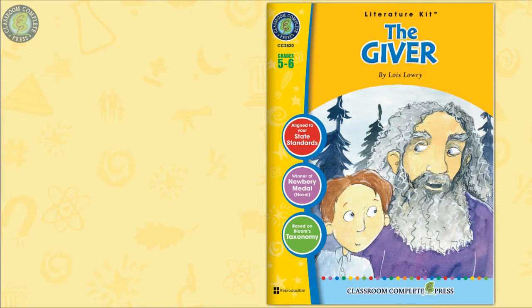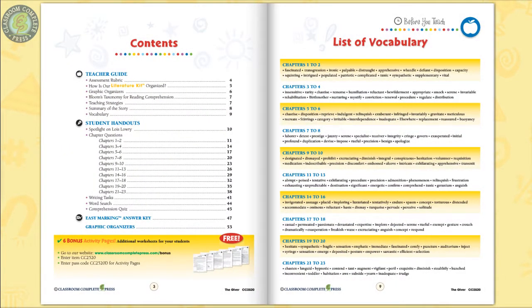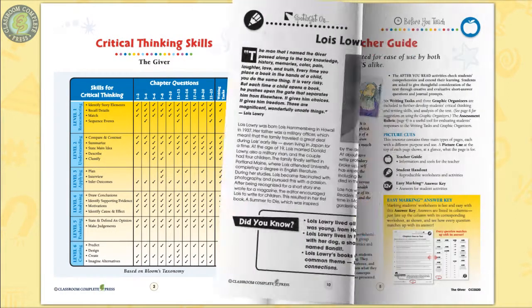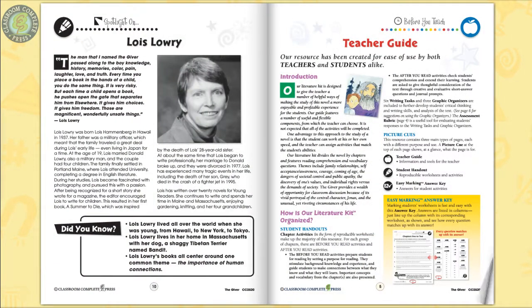This literature kit on The Giver by Lois Lowry encourages students to imagine a future and how different it would be to their present. 55 pages chock full of before-you-read worksheets for every chapter section, along with vocabulary prompts to prepare your students for the reading, with rubrics, teacher guide, and author biography.